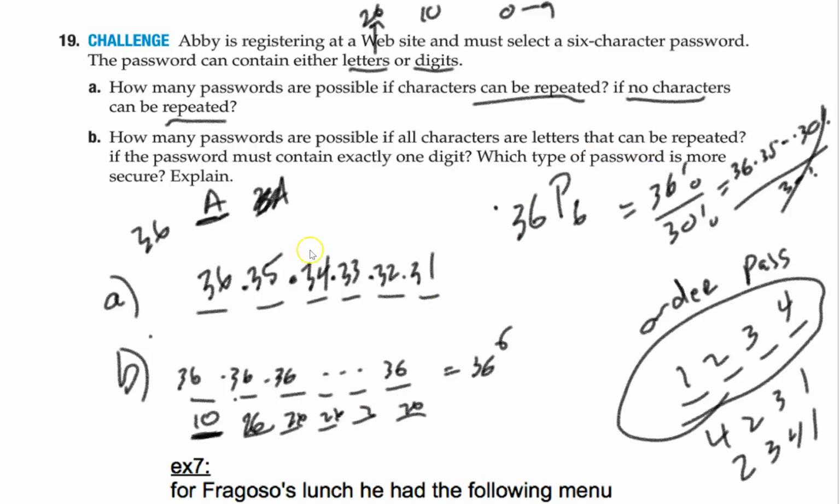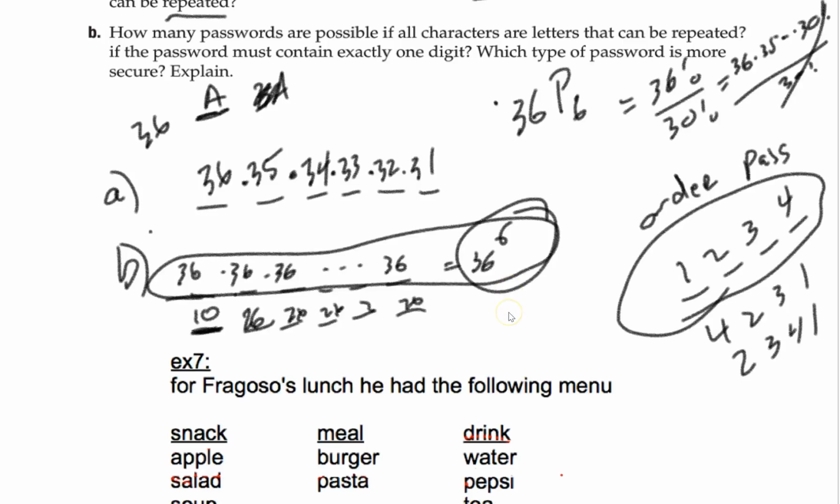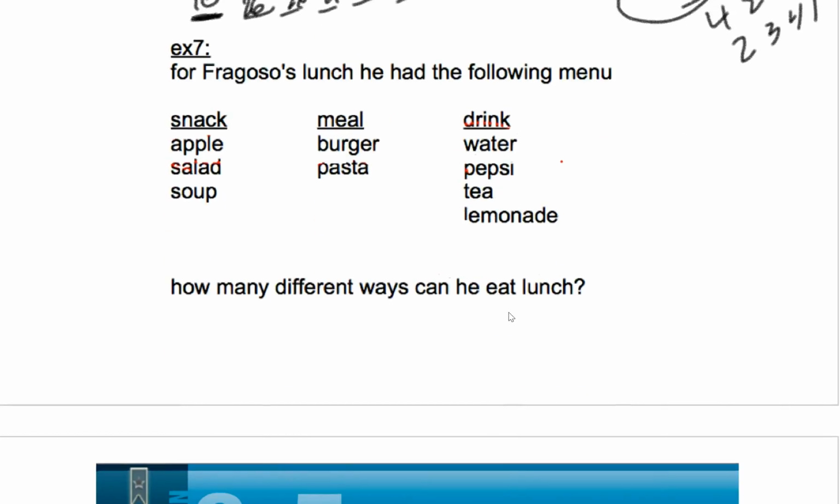Which type of password is more secure? This one is. Why? Because that's more combinations. It's 36 times 36 the whole way out. This is 10 and 26, 26. Sounds more secure. You have way more possibilities. Okay, last type of problem in this thing. We'll go on to the next lesson.